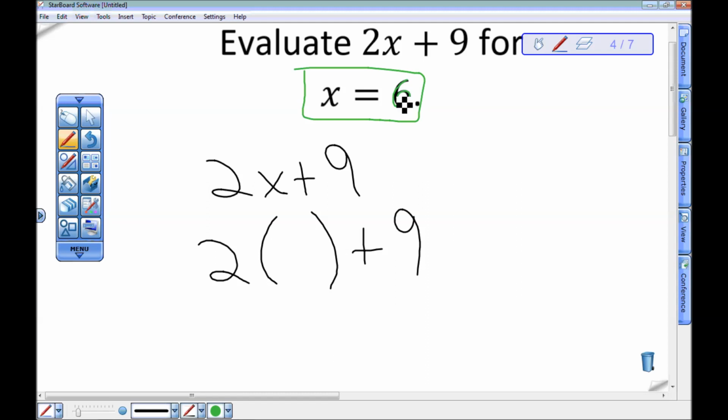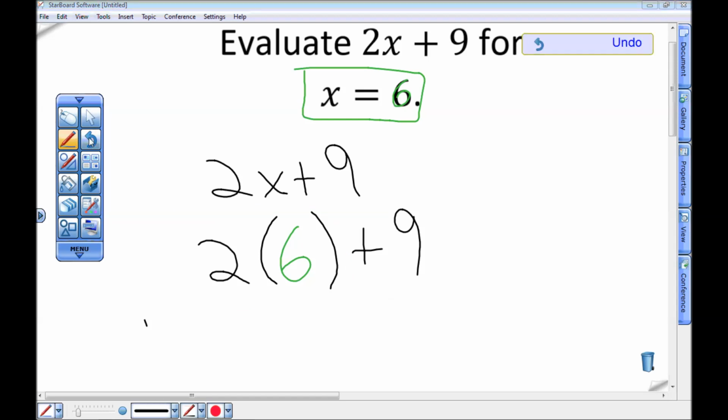The reason I like to do that, instead of just writing it there or remembering it's multiplication after the 2 times the x, is that I don't need to remember anything when I'm substituting. I just need to figure out where I need to put the number. So now that I have it in here, I know that this is one way you can write multiplication. So this is 2 times 6, and then I have plus 9.